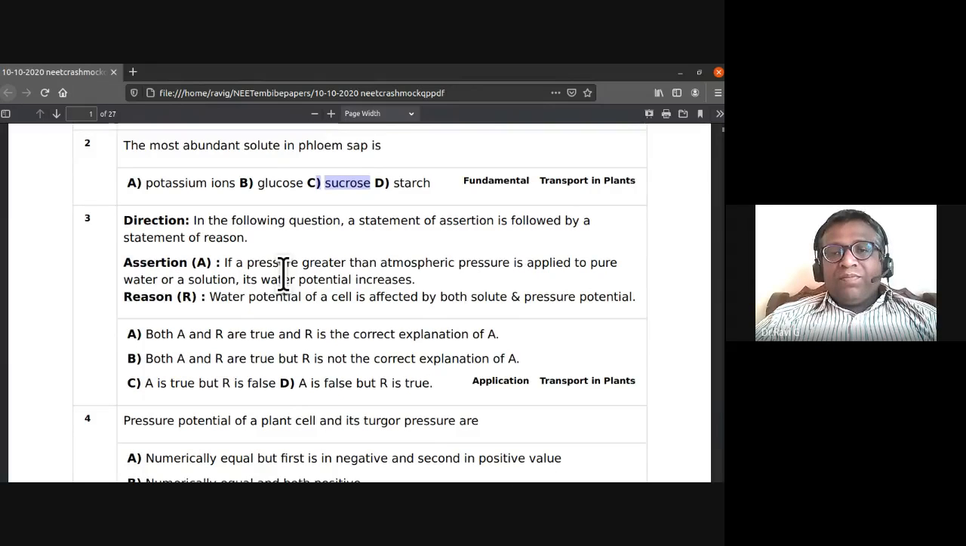So the third question is a statement question. Assertion: if a pressure greater than atmospheric pressure is applied to pure water or a solution, its water potential increases. Reason: water potential of a cell is affected by both solute and pressure potential. Both the statements are correct, but the reason is not the correct explanation of the assertion. So B is the answer. Both A and R are true, but R is not the correct explanation of A. The reason is a right statement, but it is not a reason for the assertion.